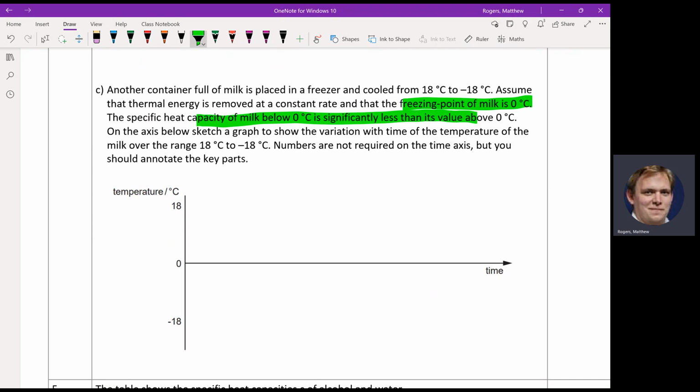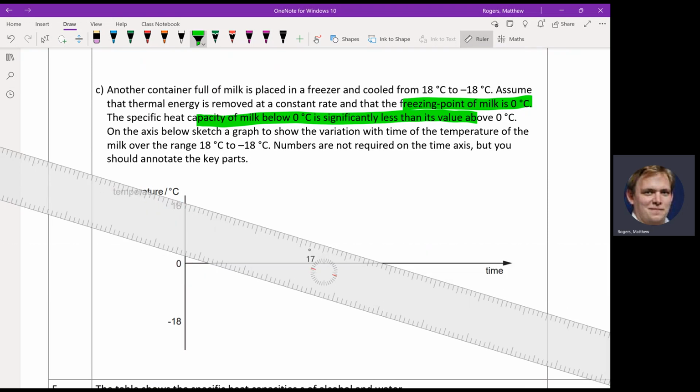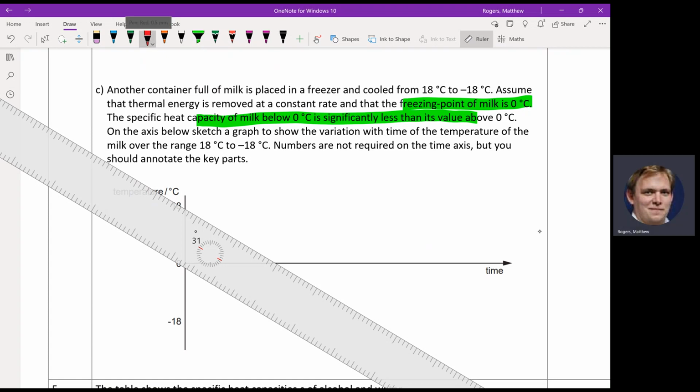On the axis below, sketch a graph to show the variation with time of the temperature of the milk over the range 18 to minus 18. Numbers are not required on the axis, but you should annotate the key points. So because it says we want the first bit, the cooling, it says it's going to happen at a constant rate, so we should expect a straight line from 18 down to 0.